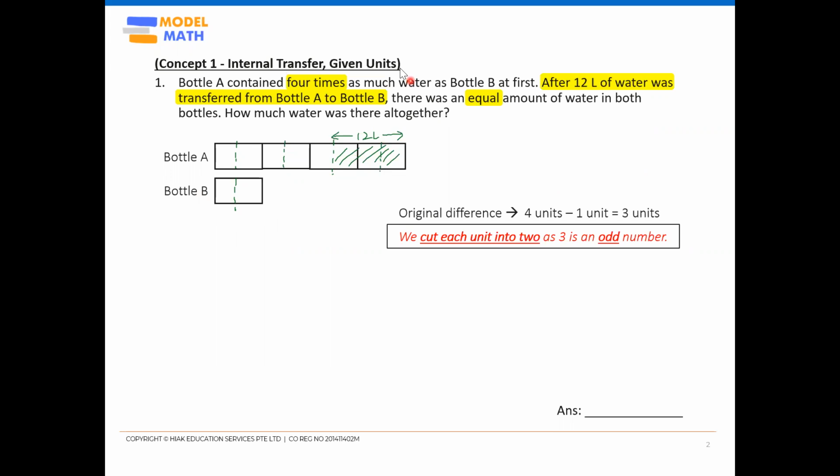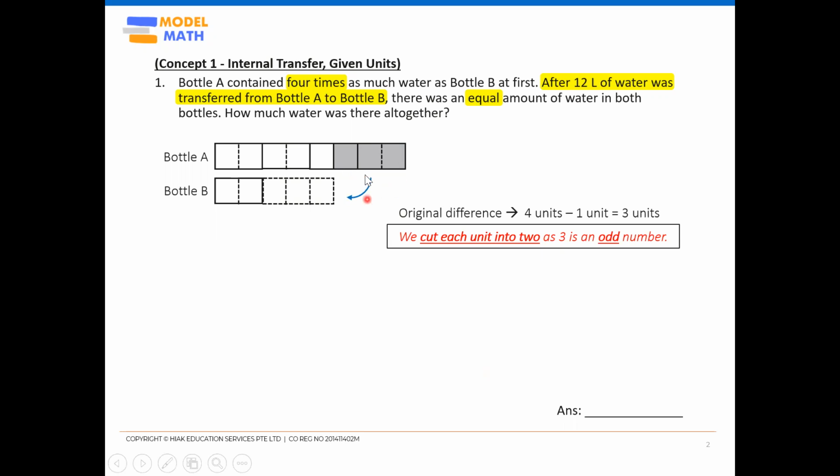Okay, so I will just erase what I have here. Like I said, what I have done here is fine also. This is probably the more natural way for some of you. So yes, each unit cut into two small parts, and the last three small units here will be the 12 liters that you transfer down. Can you see now that you cover this away?